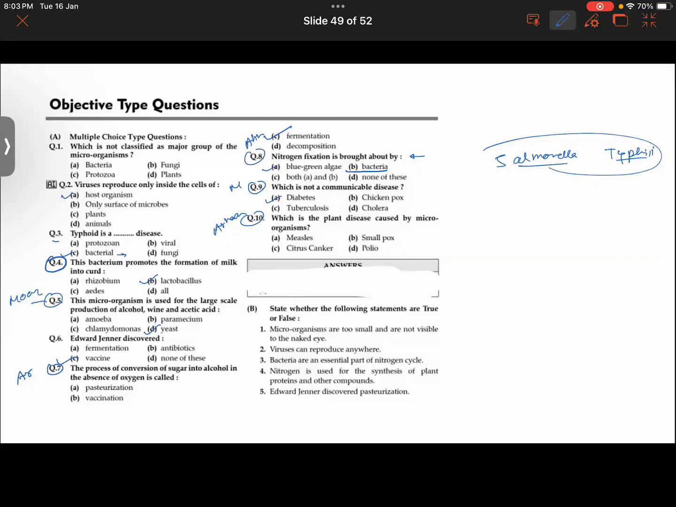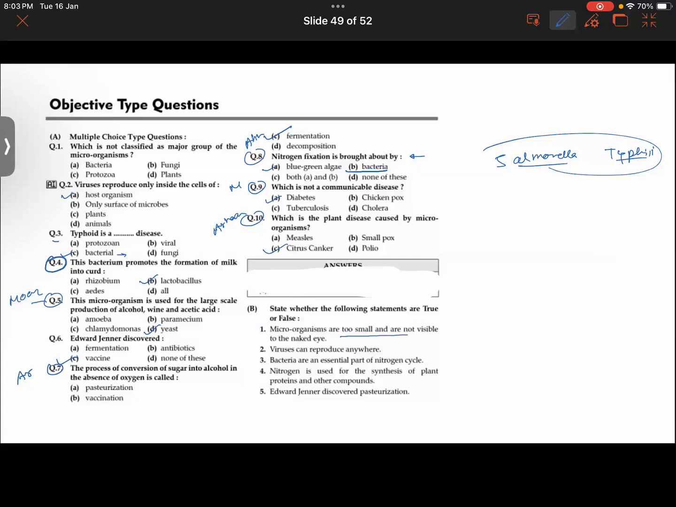Arhan, plant disease caused by microorganisms. It's citrus canker. Citrus canker, very good.